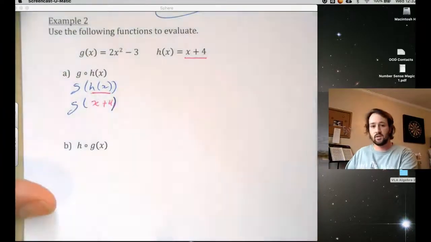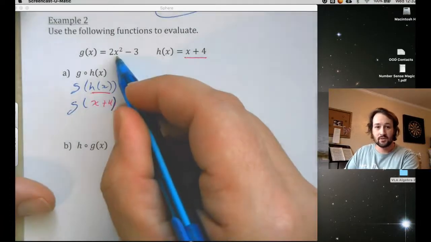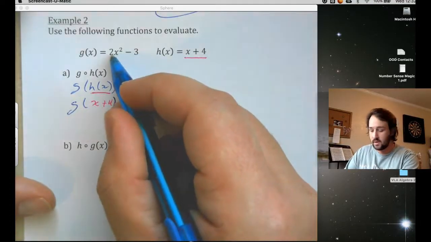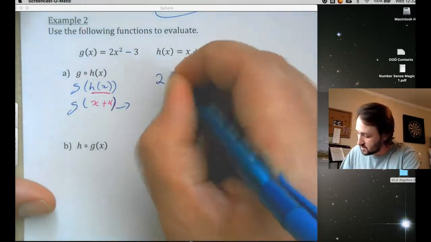There we go. So g of x plus 4. Now I'm going to take that x plus 4 and put it in where I see x here. So notice the squared is on the outside. That 2 is also on the outside. So I'm going to make myself a little bit more space. It's going to take a little bit more effort to simplify this one.